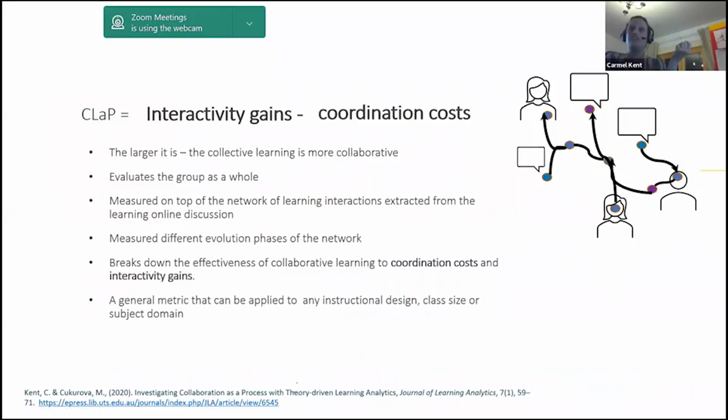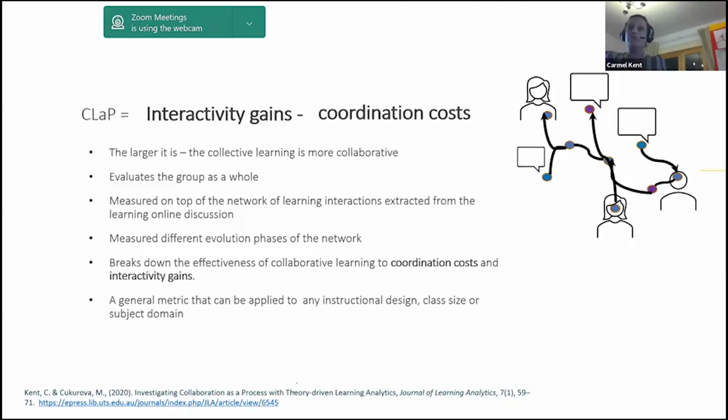So what we actually suggest is that the analysis of collaboration in learning should evaluate the gap between these two group properties: what we gain from the interactivity minus what we lose when we are coordinating. And so this simplified index, obviously the larger it is, the more collaborative the collective learning would be, because we gain more from the interactivity and maybe lose less by coordinating.